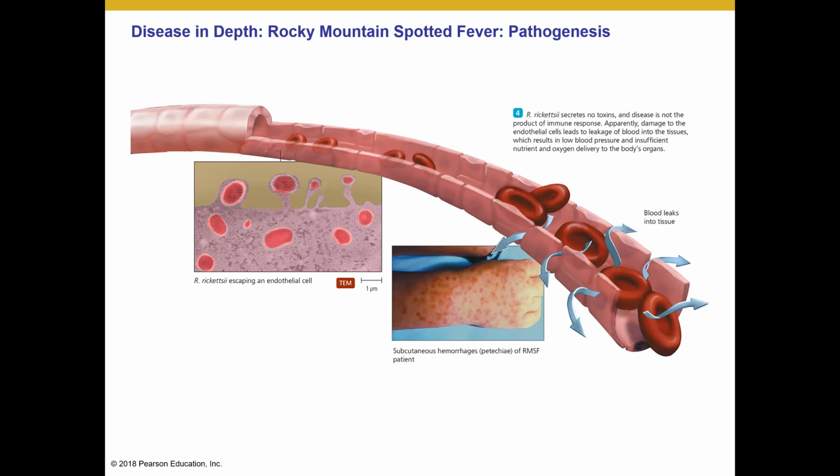As more blood vessels become damaged, organs may receive inadequate blood supply. This can lead to serious complications, including kidney failure or neurological symptoms. The key point is that the rash is not just a skin problem. It represents systemic vascular damage. Early treatment with appropriate antibiotics is critical to prevent severe outcomes.